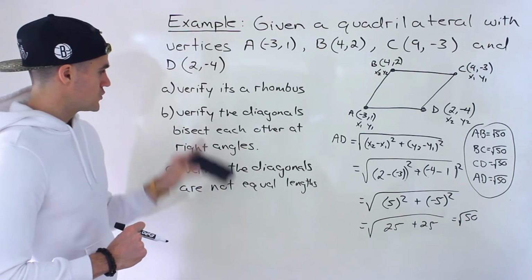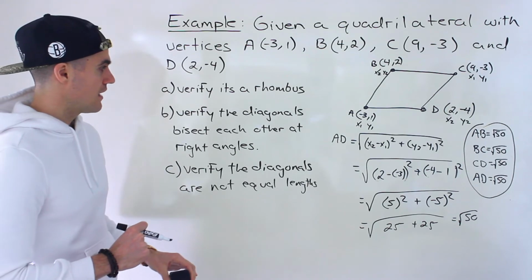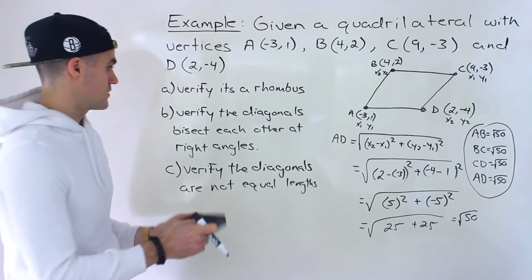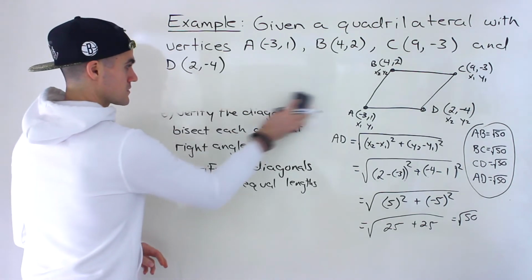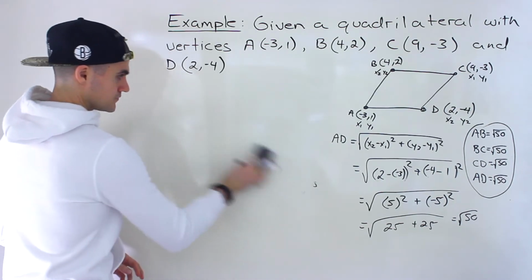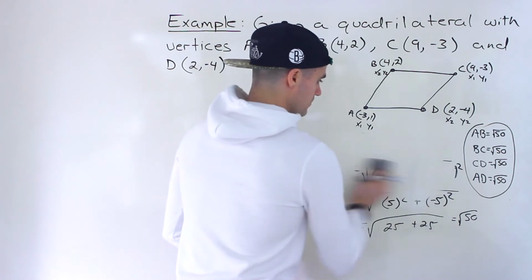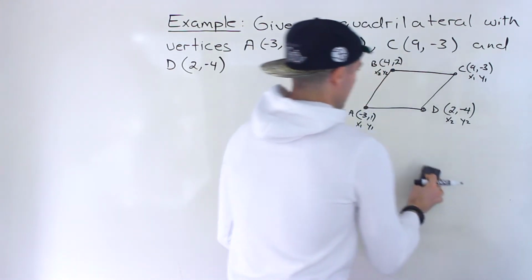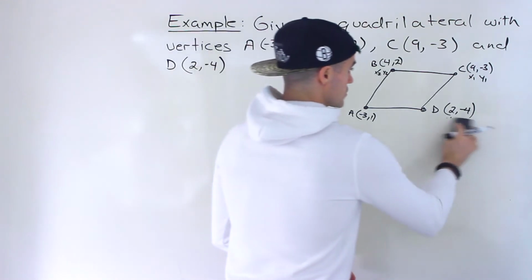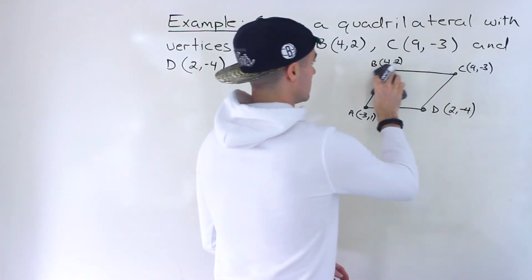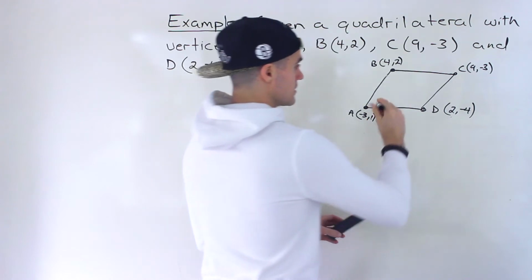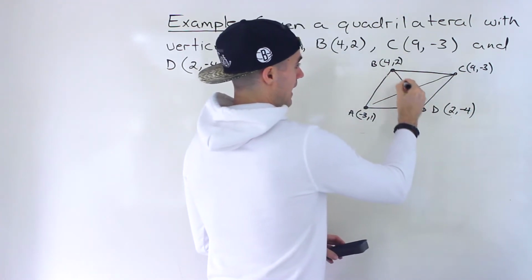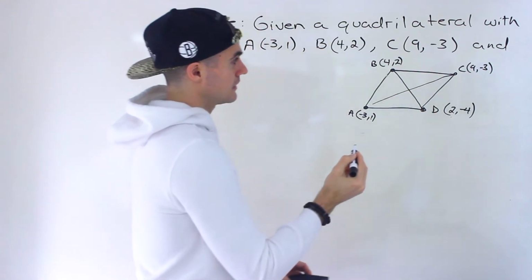So now moving on to part B, we got to verify that the diagonals are going to bisect each other. So what I'm going to do, just to give myself some room, I'm actually going to erase all this here. So with part B, what we're going to do is we're going to be working with the diagonals. So the diagonals, in this particular case, notice that it's AC and CD, like that.